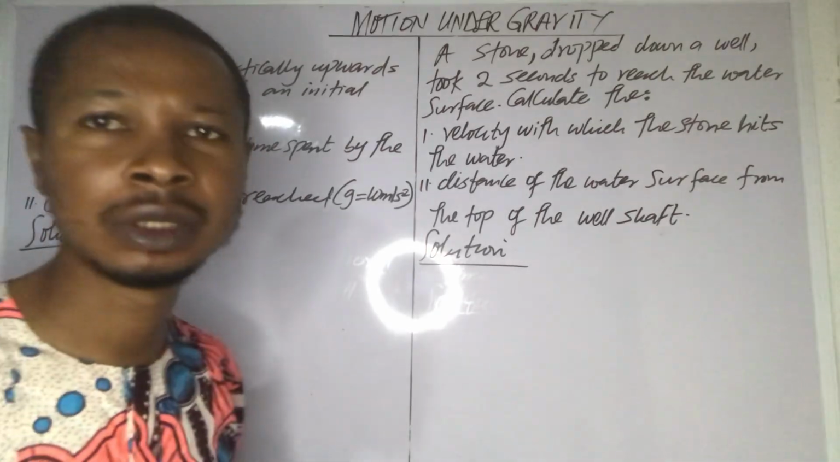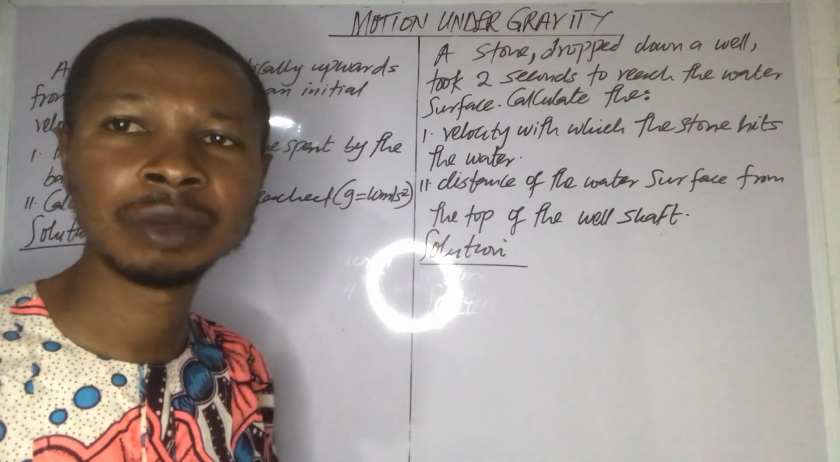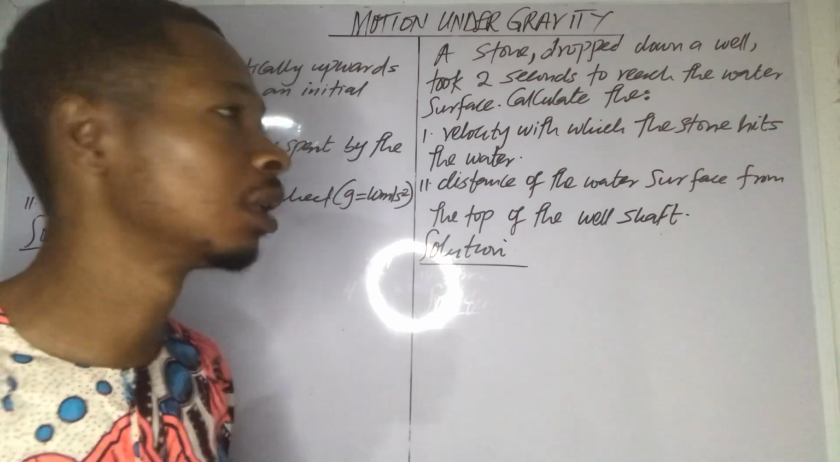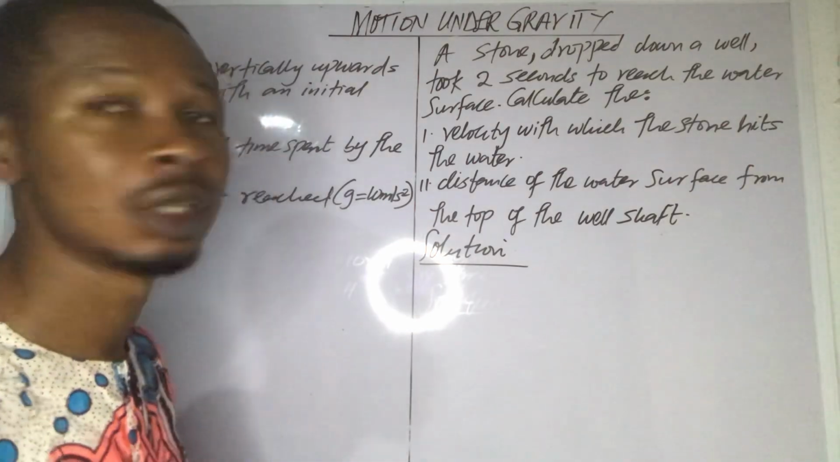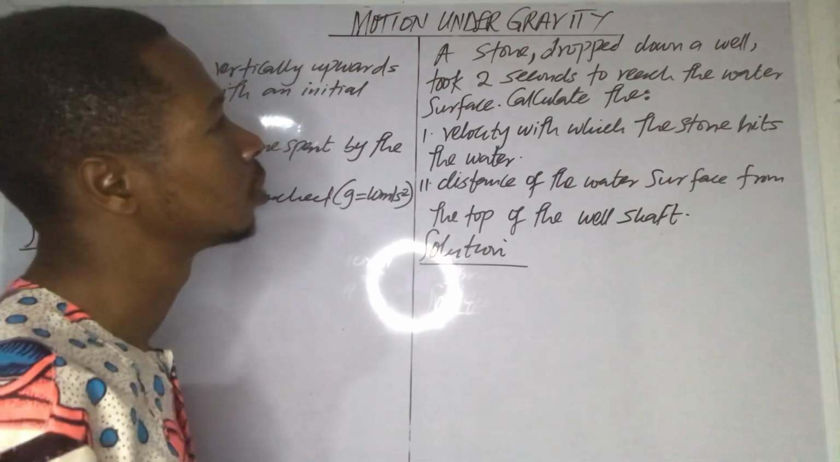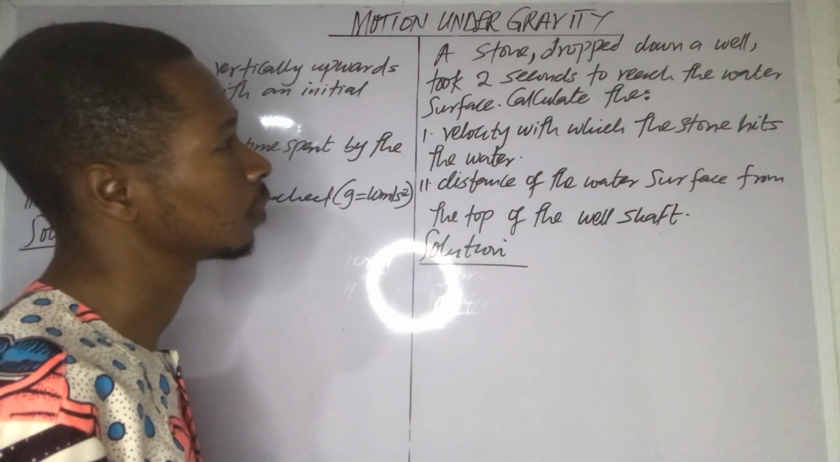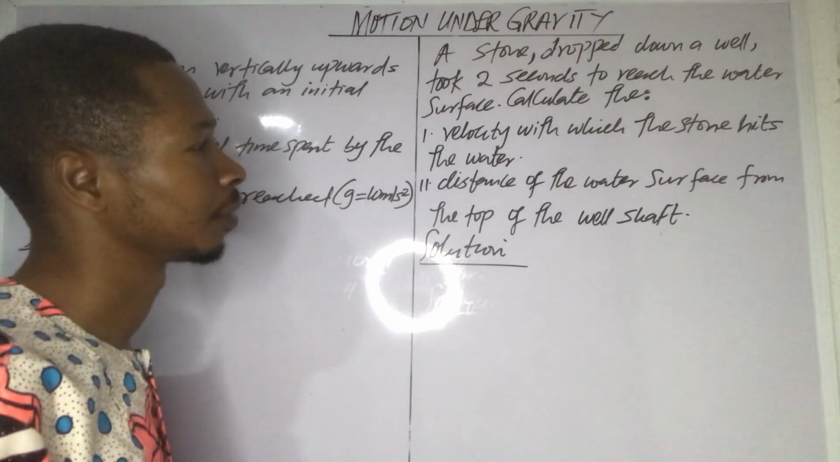Let's look at more examples on motion under gravity, using these two examples that we have before us. So let's solve together. A stone dropped down a well took 2 seconds to reach the water surface. Calculate the velocity with which the stone hits the water.